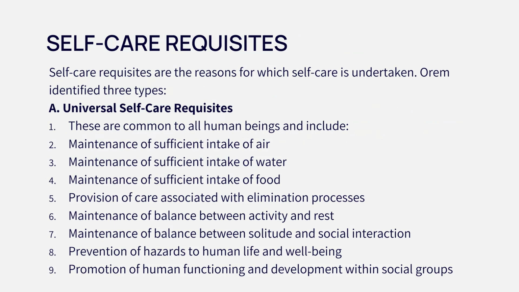Self-care requisites are the reasons for which self-care is undertaken. Orem identified three types of self-care requisites. First is universal. Universal means each and every individual on this planet requires this self-care. These are common to all human beings and include maintenance of sufficient intake of air, water and food. That is common. Everyone requires proper air, water and food to maintain their health.